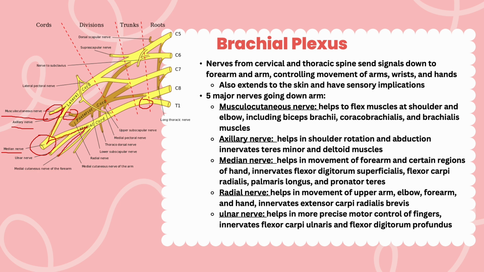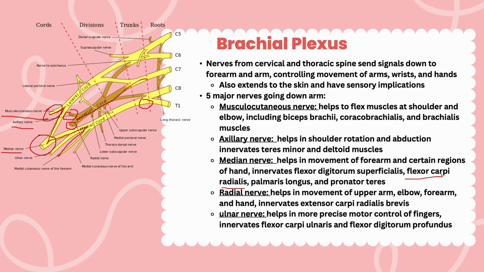Next, we have the radial nerve, which is also on that posterior cord by the axillary nerve, but they both branch off of the posterior cord and go separate ways. So C7, you go down to the posterior cord, and the radial nerve's at the end right here. The radial nerve helps in movement of the upper arm, elbow, forearm, and hand, and it innervates the extensor carpi radialis brevis, as opposed to the median nerve, which innervates the flexor carpi radialis. They sound similar, but they do different things.